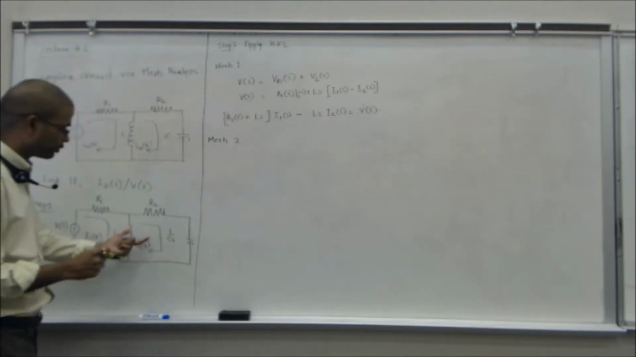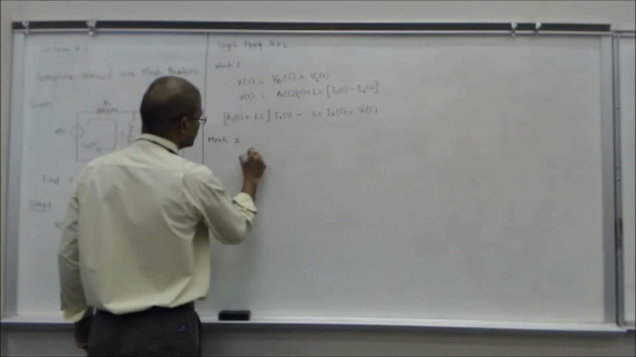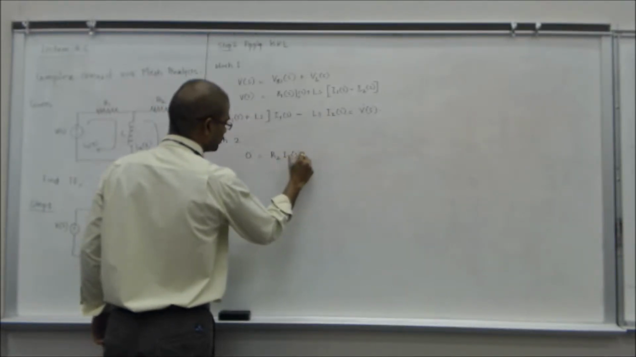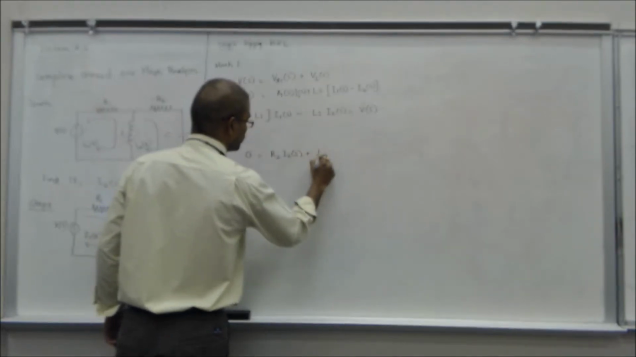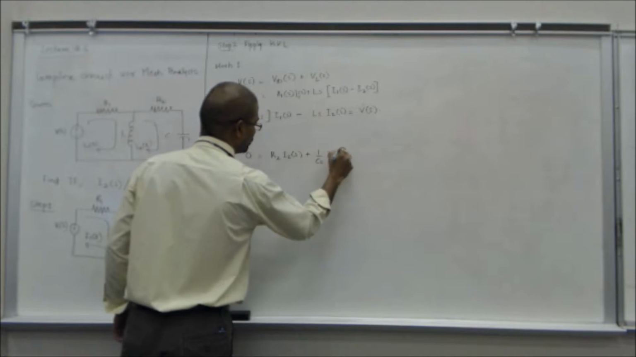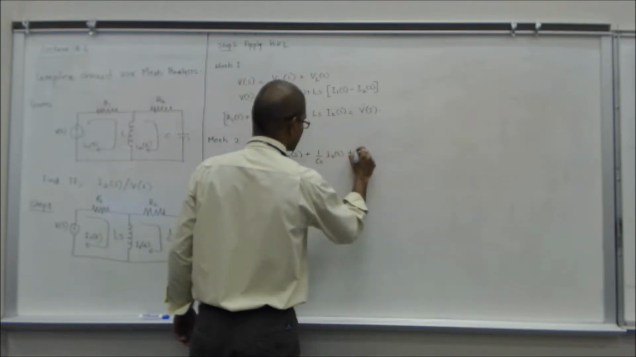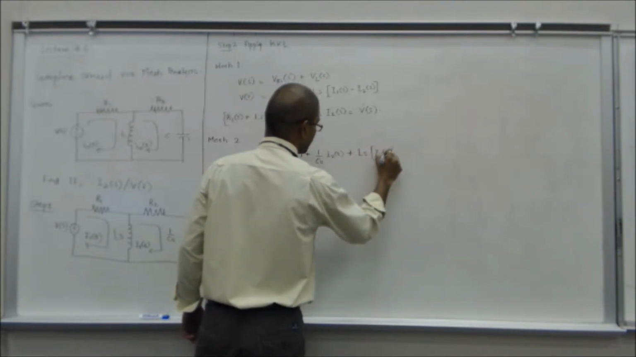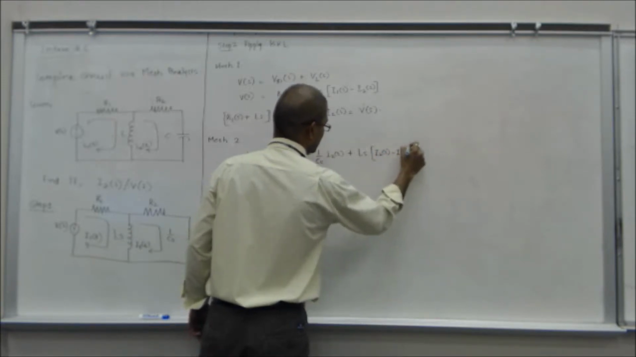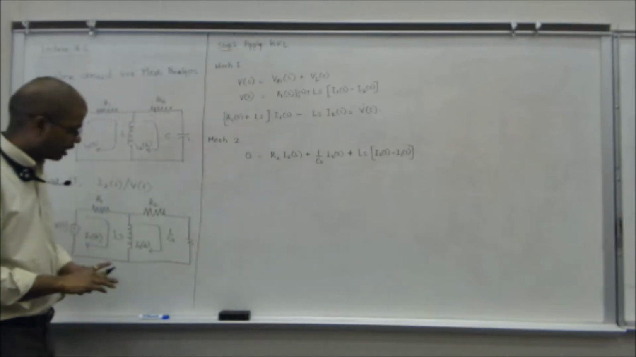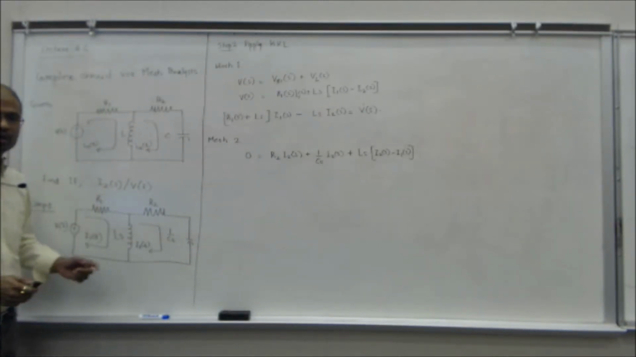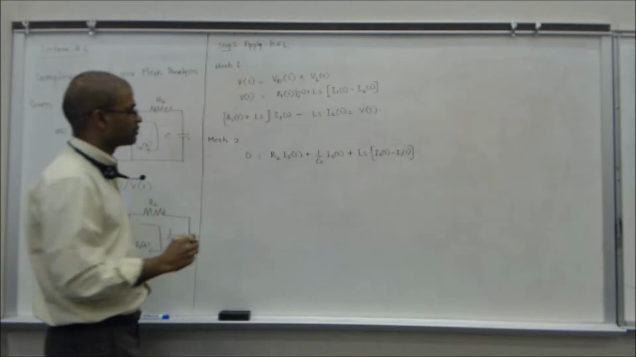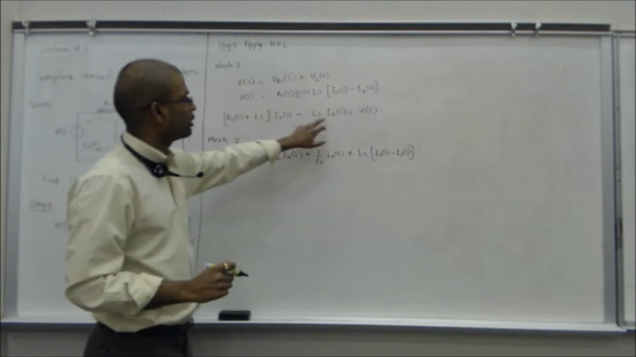Okay. So when you set it equal to zero, you have zero is equal to R2 into I2 of S plus 1 over C of S into I2 of S plus LS. So here what you're going to get is I2 of S minus I1 of S. Okay? Because you're dealing with I2, now you have to look at it the other way. I2 is flowing in this direction. I1 is flowing in this direction. Okay? Now if you rewrite this, again we want to write it in I1, I2, V of S.